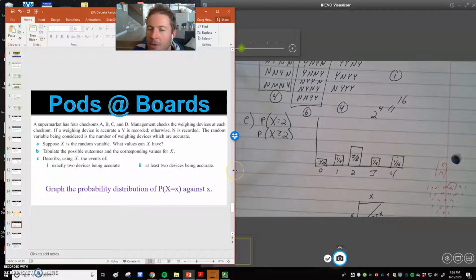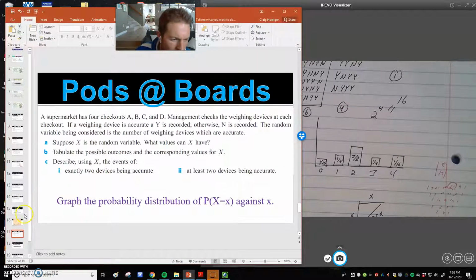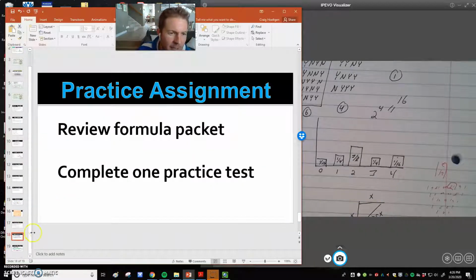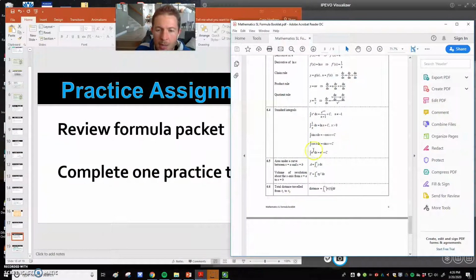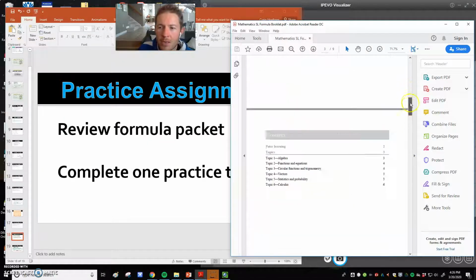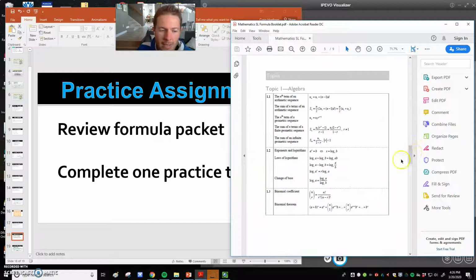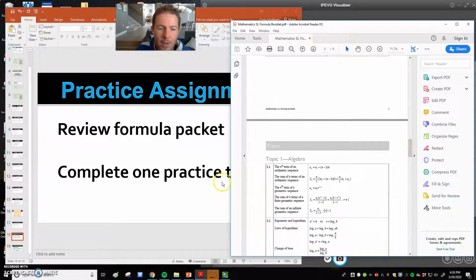If not, as always, don't hesitate to ask me or a classmate will help you out. Okay, onward we go. I have 40 seconds left. For the practice assignment, review the formula packet. I've posted the formula packet there in our Google Classroom or on the link. It's actually there. So here it is. Have a look at this. You need to understand the ins and outs of this, know where everything is. This is a really helpful guide. Please have a look at this in the Drive folder.